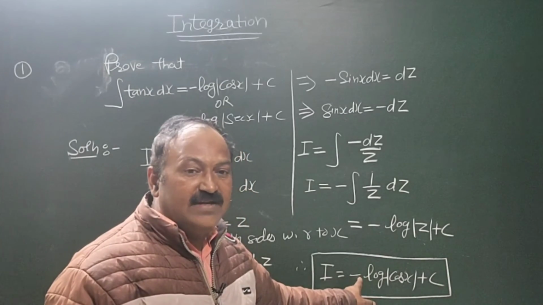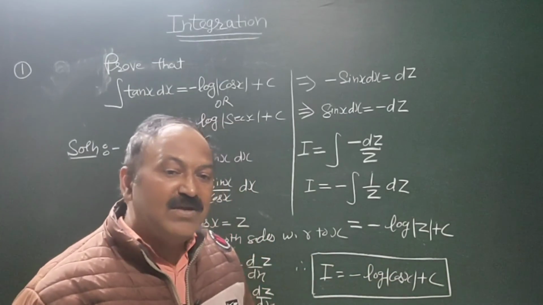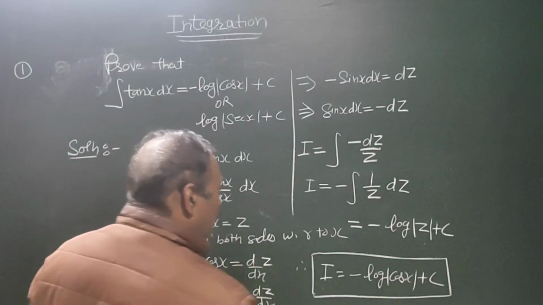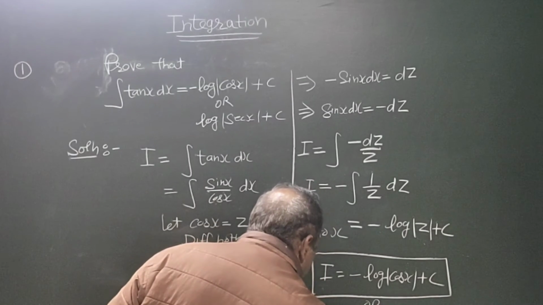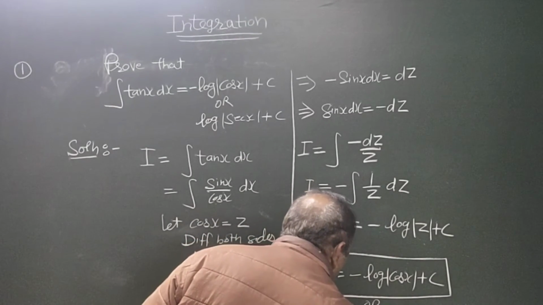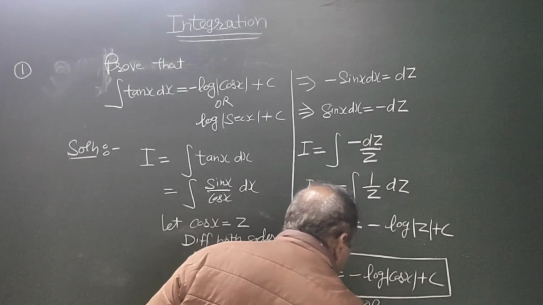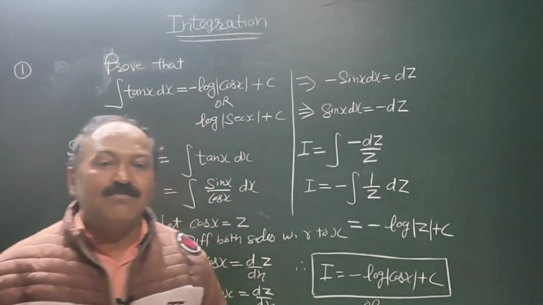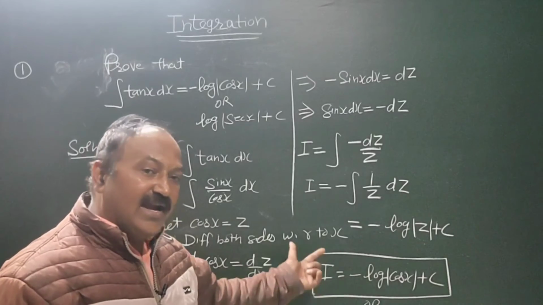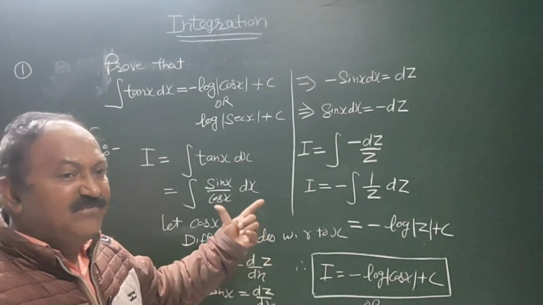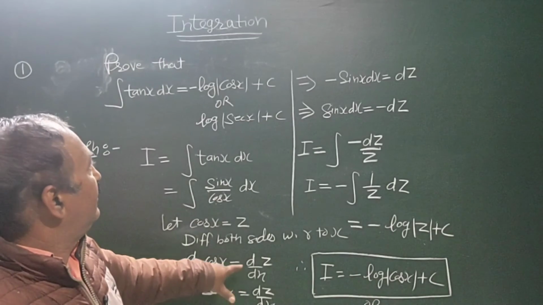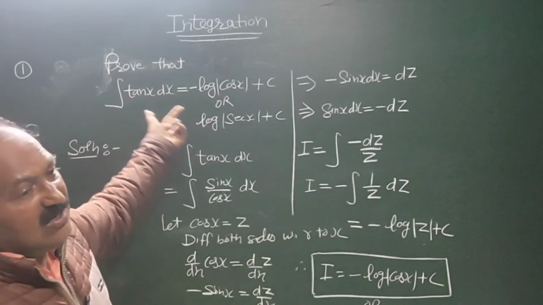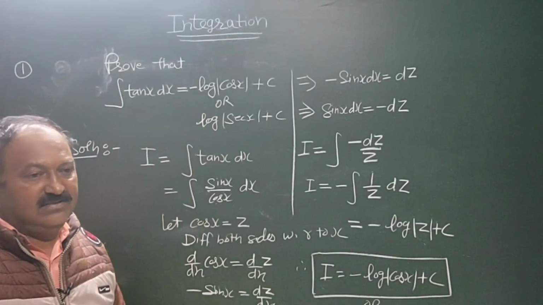After taking this negative sign to the power of cos x, we will get 1 upon cos x, and that will be equal to secant x. Therefore, this formula A can also be written as I is equal to log of secant x modulus plus c. That's all, and this is the formula which we have framed by substitution method. By substituting cos x is equal to z, we can prove that integration of tan x is this or this. That's all.